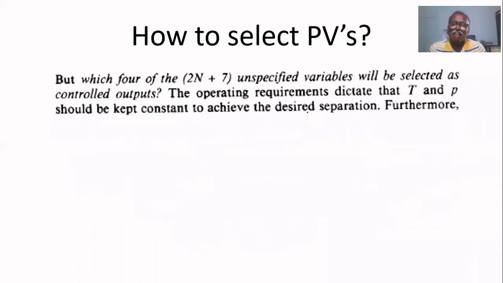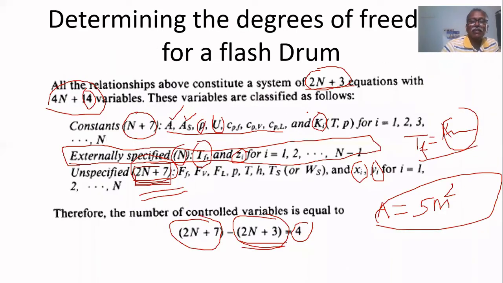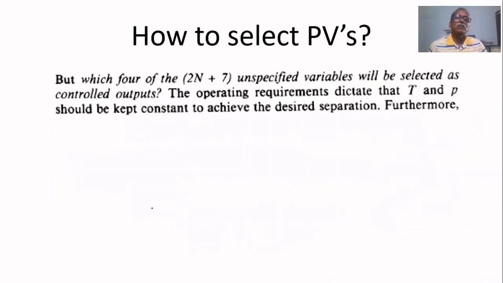Then how many variables are there? Unspecified variables are 2n plus 7. Out of them, how many can we control? Only 4. How to select 4 variables from 2n plus 7 variables? That is a challenging task. That is the question: which 4 of the 2n plus 7 unspecified variables will be selected as controlled outputs? How to select that?